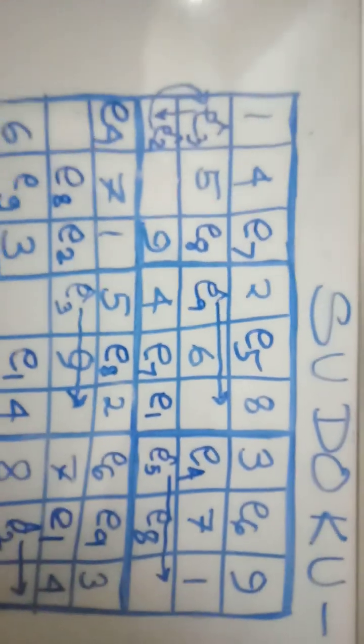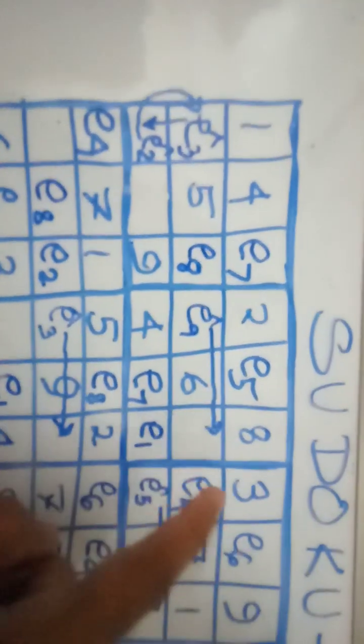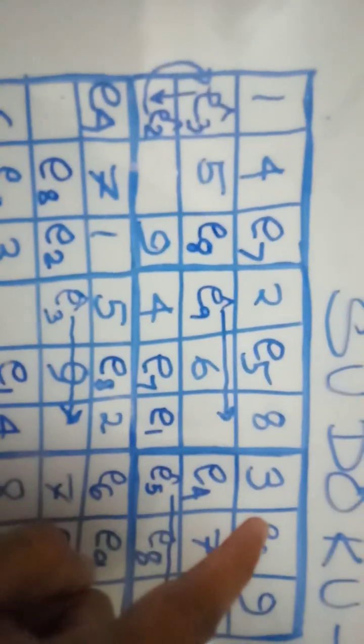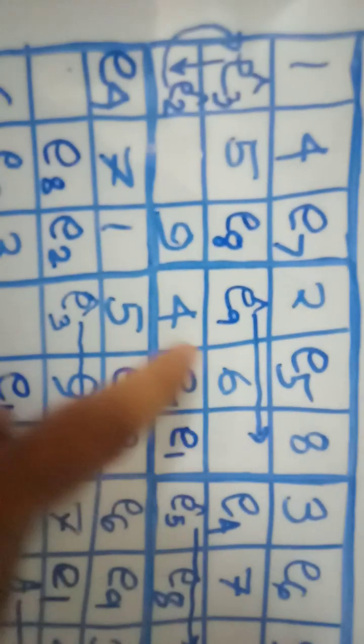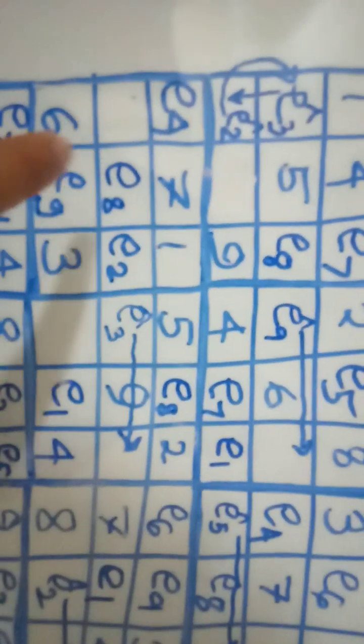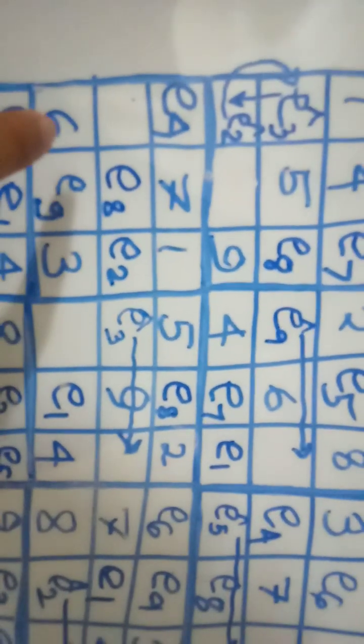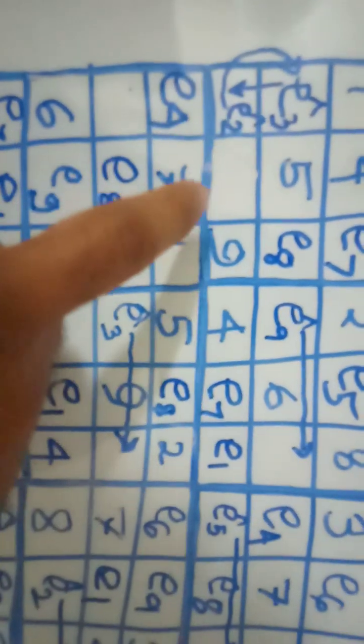Now, let's try to place a 6 here. So what is happening is 6 cannot be in this top one. It's obvious, it's already blocked. And also there's a 6 here. 6 cannot be in this one also because there's a 6 here. So 6 can be either here or here. But of course, there's a 6 here. So since there's a 6 here, the 6 has to be here.